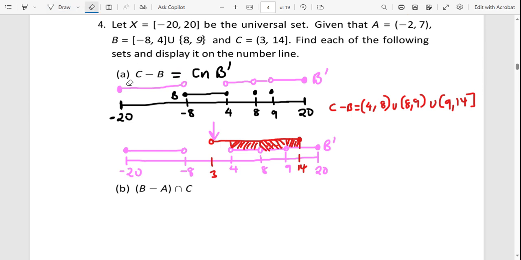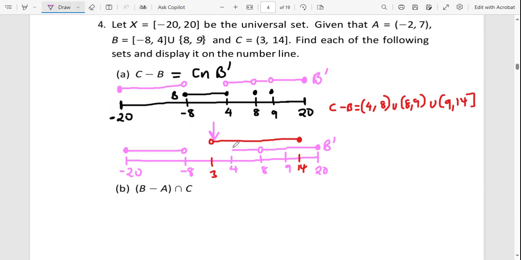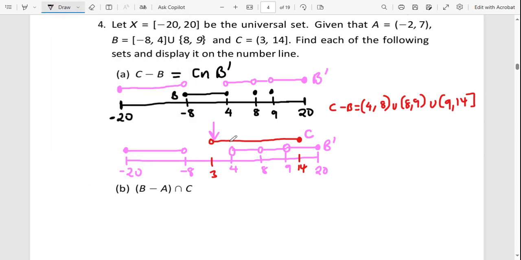The only part that is not in the intersection are those where there are circles. Only those portions where there are circles. You can see here. You can see here. Because this is a set C. So the set C and the set B complement is connecting from here all the way up to here.